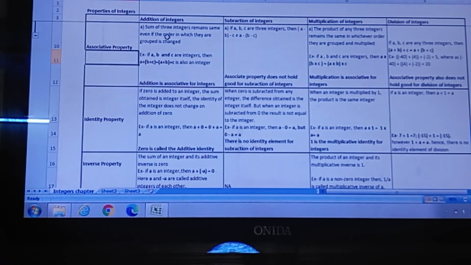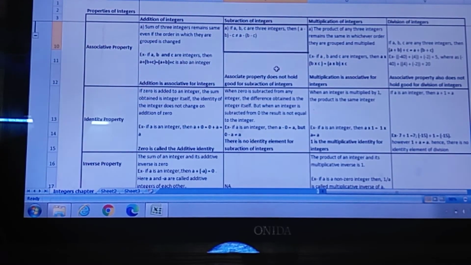Moving on to associative. In case of addition, the sum of three integers remains the same even if the order in which they are grouped is changed. The example will be, if a, b and c are integers, a plus (b plus c) is equal to (a plus b) plus c, which will still be the same. That will always be an integer. So addition is associative for integers.